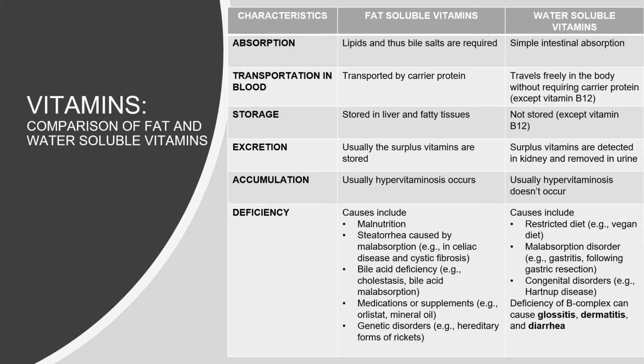Storage. Again, fat-soluble vitamins can get stored in the liver and fatty tissues, and it is very unlikely for them to get excreted because they're fat-soluble. Whereas water-soluble vitamins, due to their hydrophilic nature, are not stored because they get excreted by the kidneys.